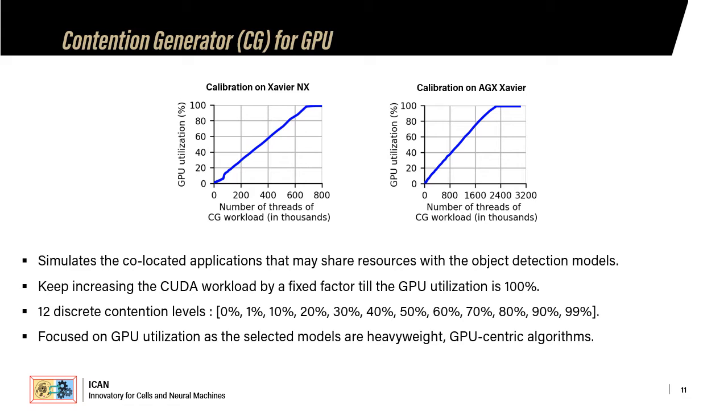We propose a synthetic contention generator that generates computation on GPU. The contention generator simulates the behavior of collocated applications that may exist in real-world scenarios that could consume GPU resources. We run increasing CUDA workloads on the GPU till the GPU utilization hits 100%, and then selected 12 discrete contention levels that would give us the desired amount of GPU contention. We have focused on the GPU utilization as the selected models are heavyweight and are GPU-centric algorithms.